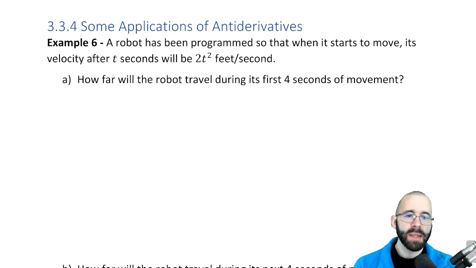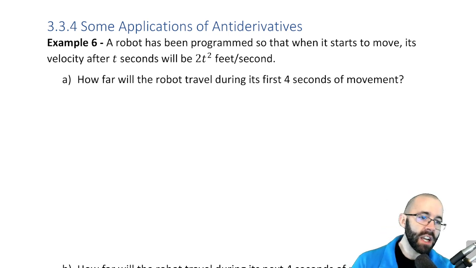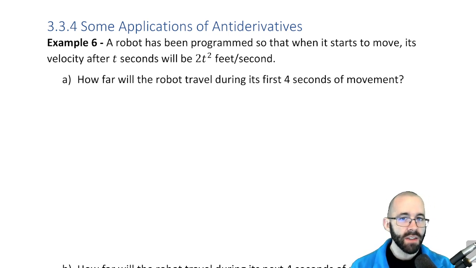So let's look at some simple applications of antiderivatives. A robot has been programmed so that when it starts to move, its velocity after t seconds will be 2t squared feet every second. And the first question is, how far is the robot going to travel during its first 4 seconds of movement? Well, velocity is the rate of change of position.